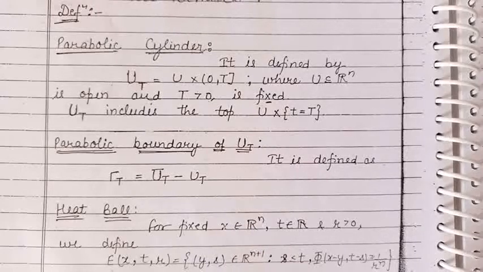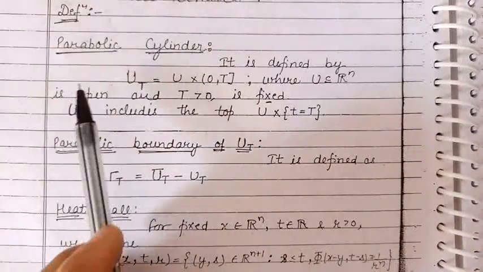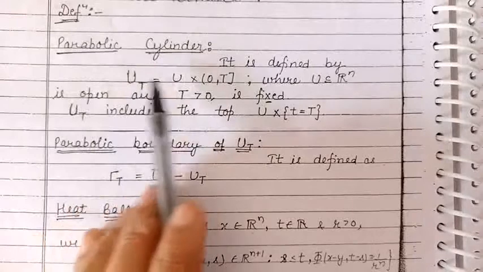Good morning, students. Our today's topic is mean value property for heat equation. In order to discuss this property, first of all, we discuss some definitions that will be used. So our first definition is parabolic cylinder.